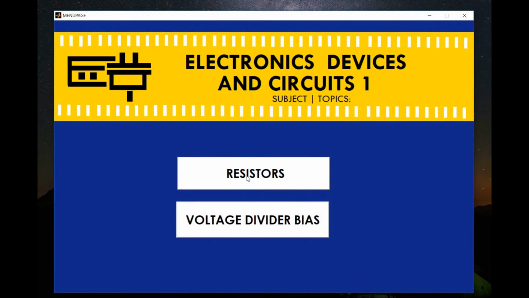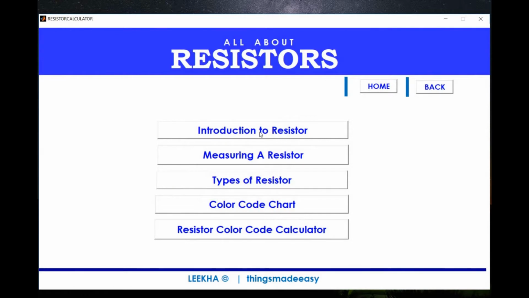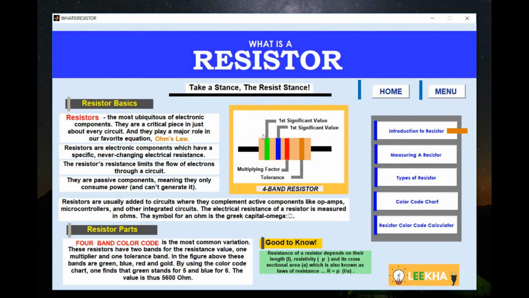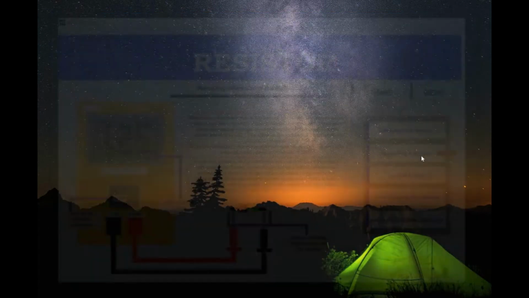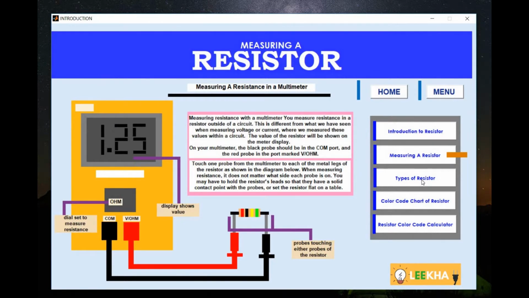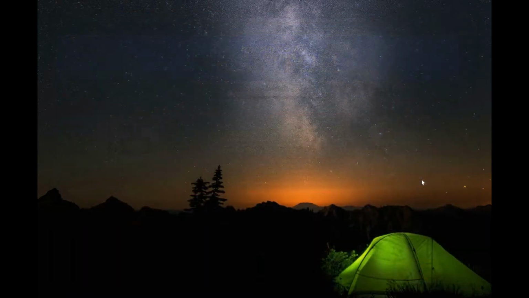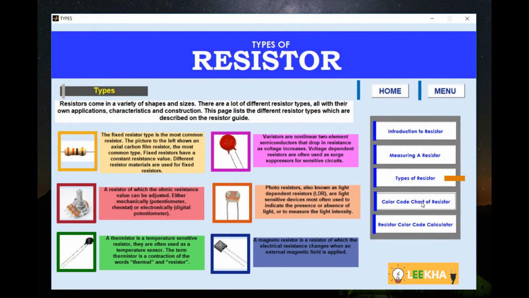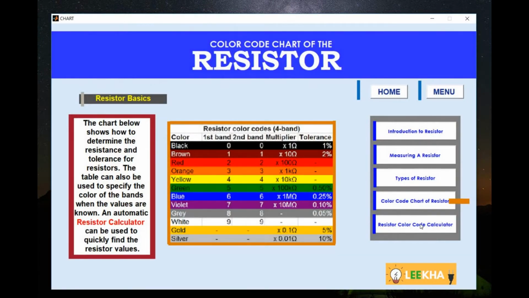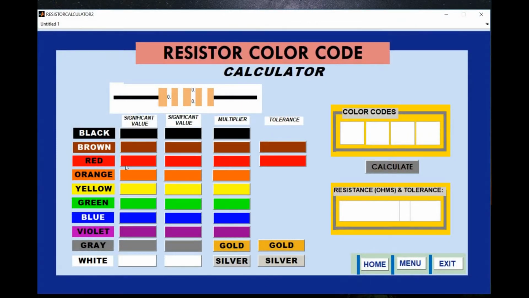The menu page, which has two different options, the resistors and the voltage divider bias. Introduction to resistor defines what is a resistor. Measuring a resistor tells the user how to measure a resistor. The different types of resistor, the color code chart, and the resistor color code calculator. The user inputs the different colors of the bands. Calculate and the value.